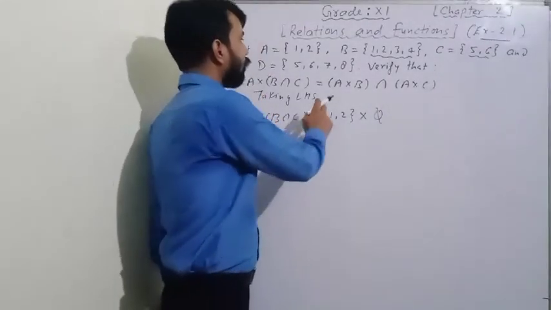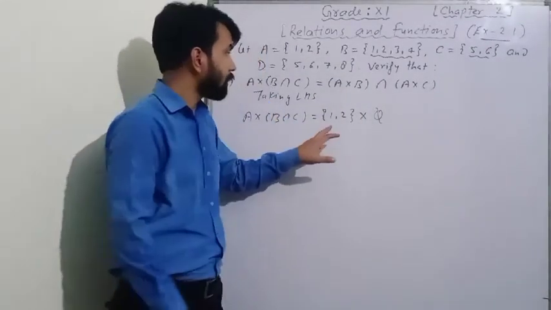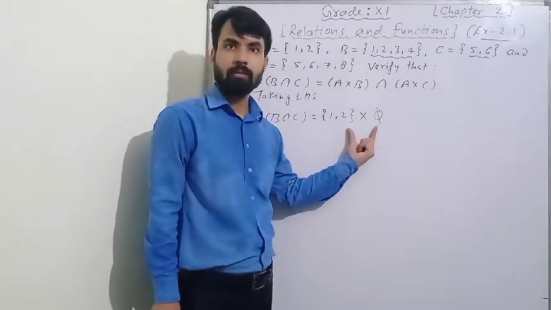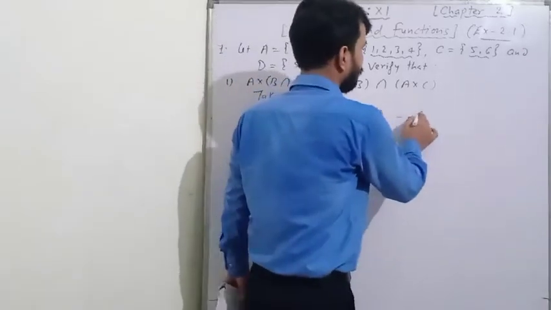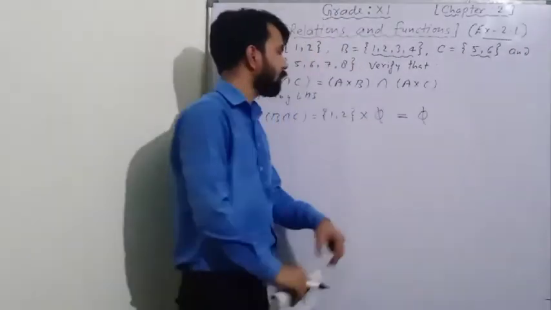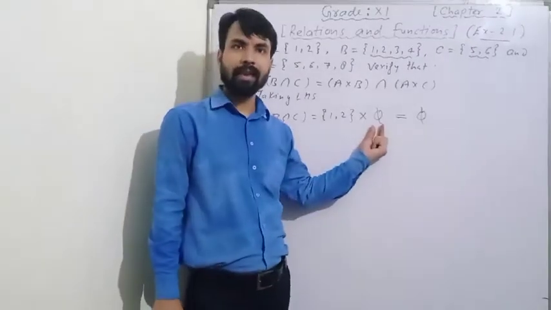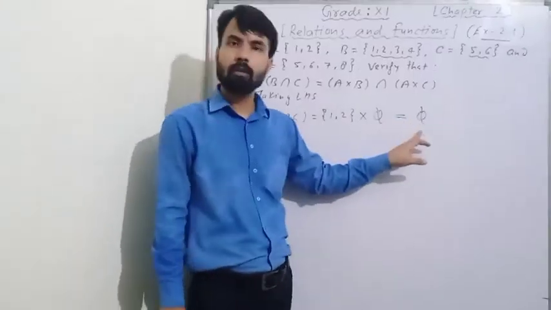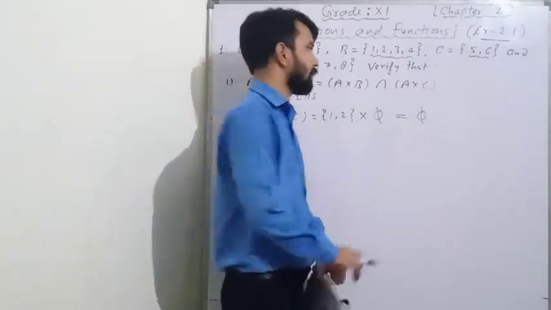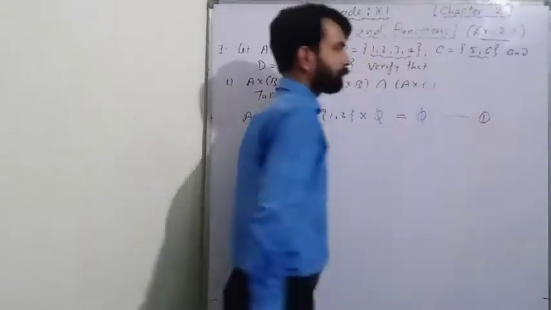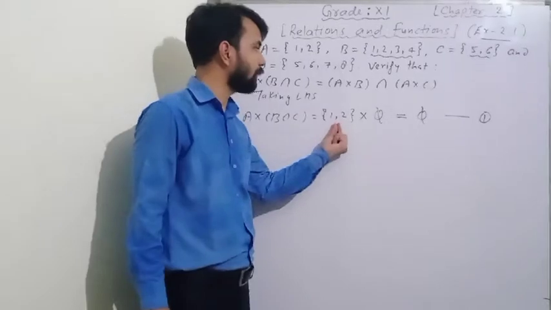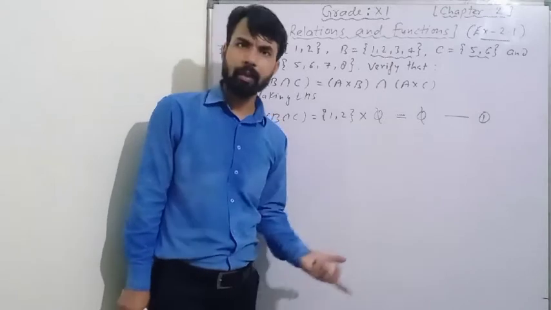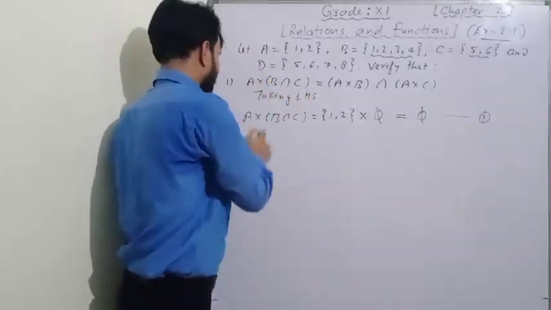Okay. Now I am taking A, which is {1, 2}, and this is phi. Then what is the Cartesian product of these two? It is also phi, because there is no element present in the second set, and the Cartesian product of a non-empty set with an empty set is always an empty set. Understood? So this is equation number 1. We cannot find the Cartesian product of this set and null set, so what we will get is phi only. Now I am taking right hand side.